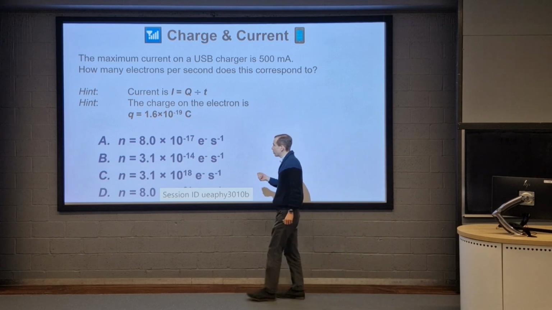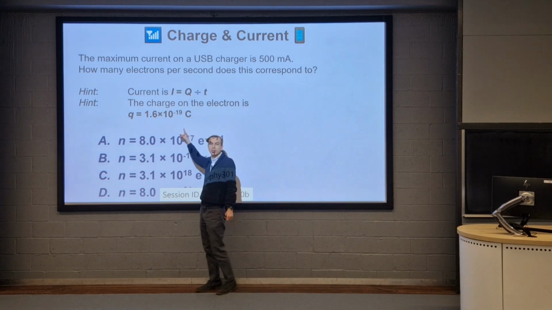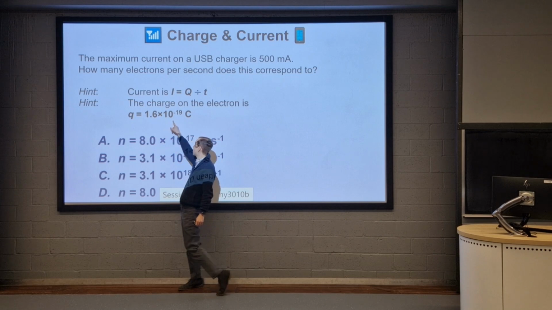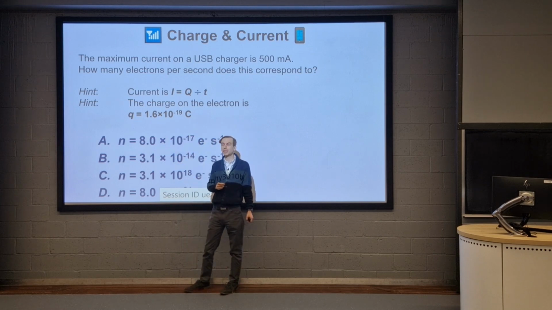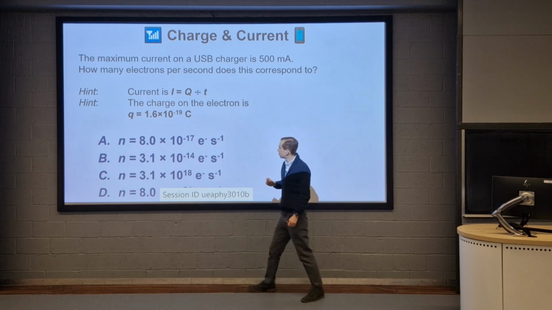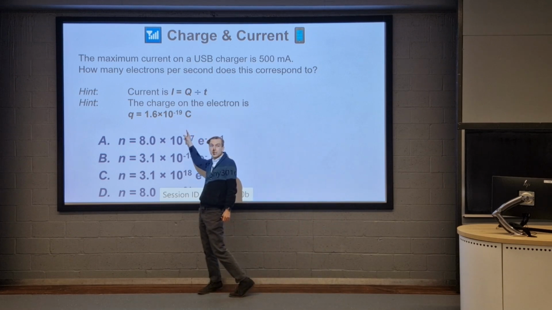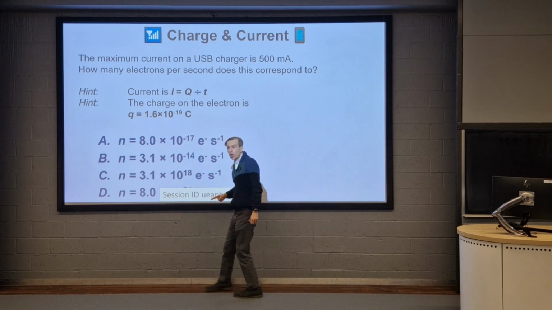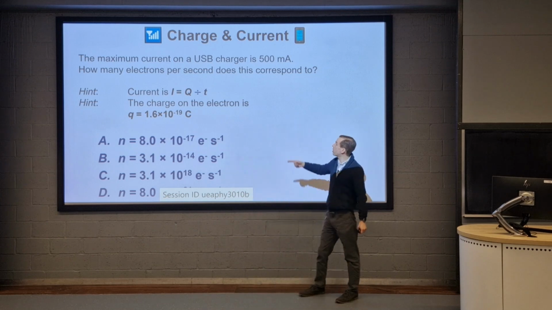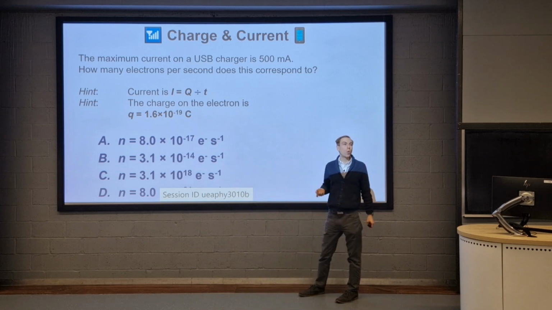Now, the charge on an electron, absolutely tiny here. So 1.6 times 10 to the minus 19 coulombs. So the individual charge on an electron, really unbelievably tiny, okay? But if we know that that's what the charge on the electron is, and we know how much current's flowing through our wire, the 500 milliamps, we can work out how many electrons are flowing through our wire each second.